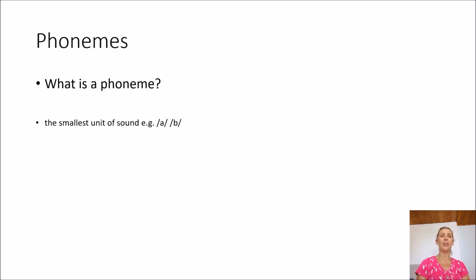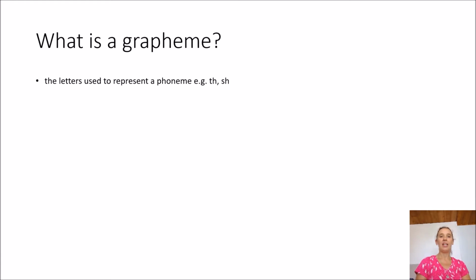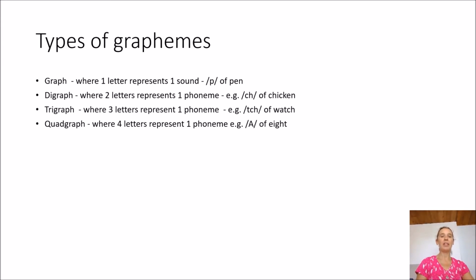So what is a phoneme? A phoneme is the smallest unit of sound. So A, B, they're phonemes, single sounds. And a grapheme is what we use to write that down. So if we hear the sound B, we know we write down letter B to write that down. If we want to do sh, we have to write down SH. They're the graphemes. And graphemes can come in a few different sorts.